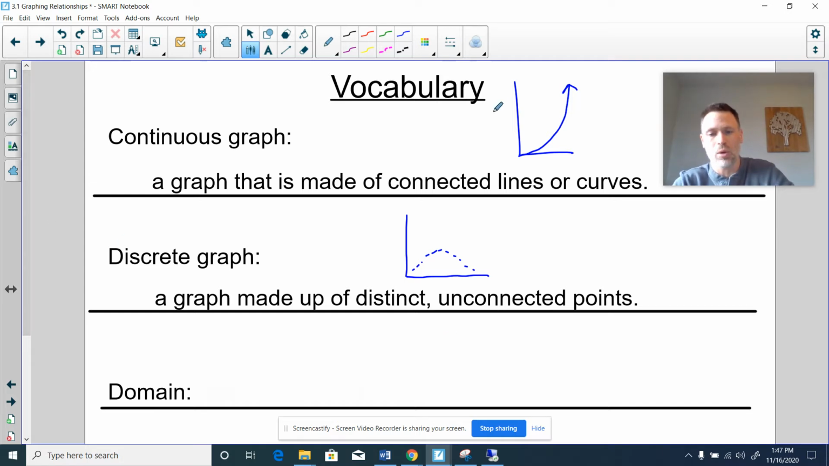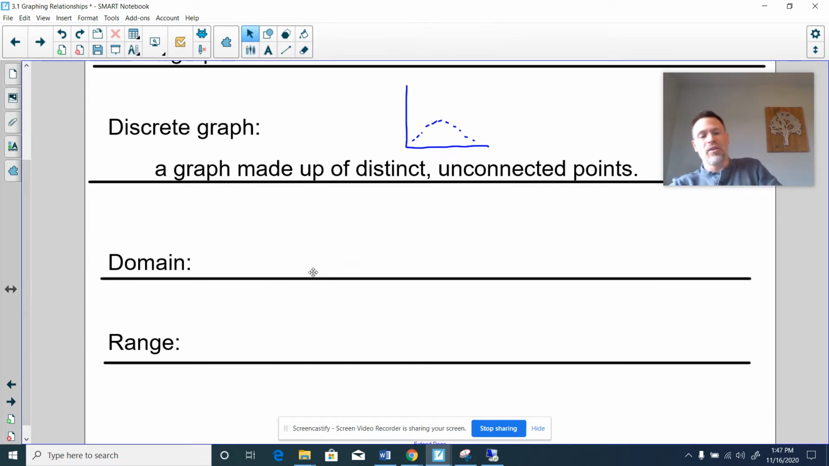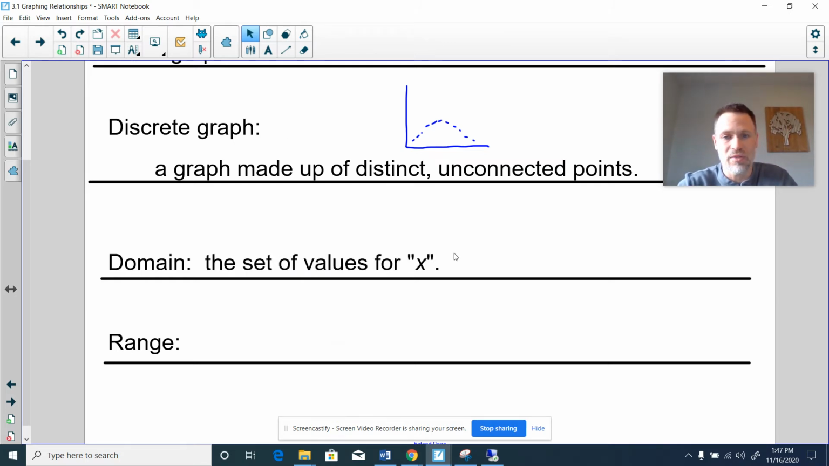And there are times where we have to graph situations where it wouldn't make sense to use a discrete graph or it wouldn't make sense to use a continuous graph, right? Then the other thing, so these are basically the 4 things I said we need to get out of today's lesson. Domain is the set of values for x, so all of the x values.